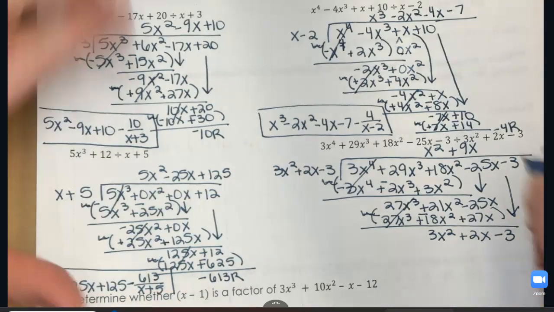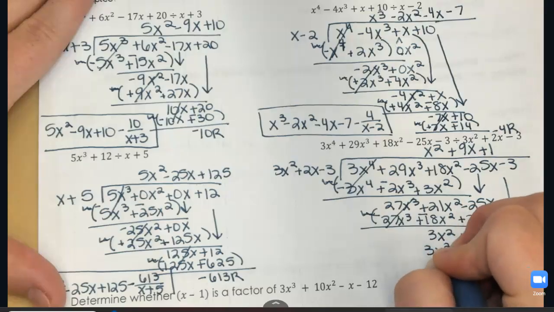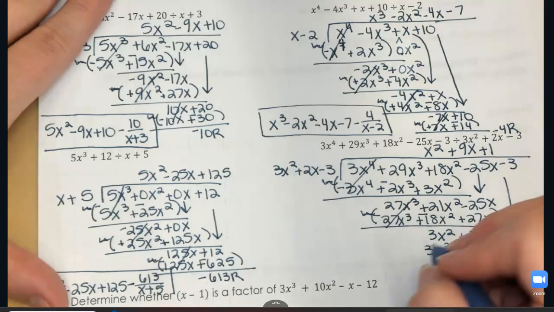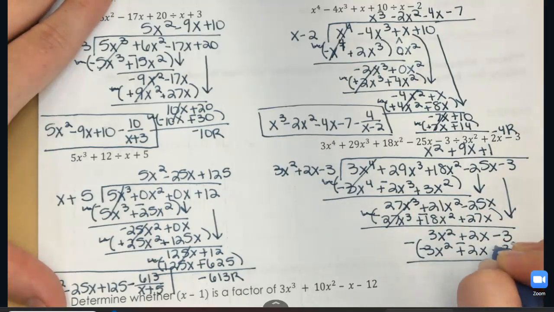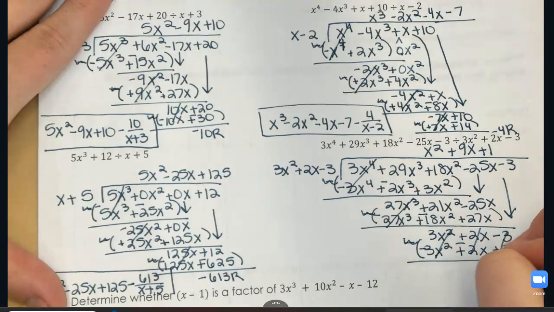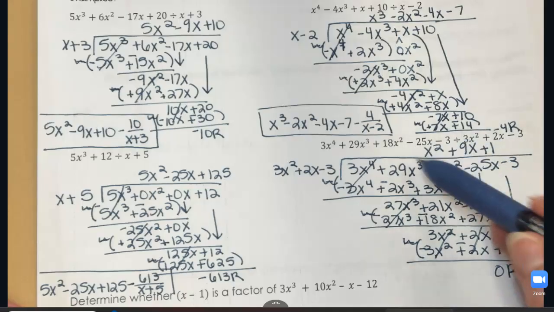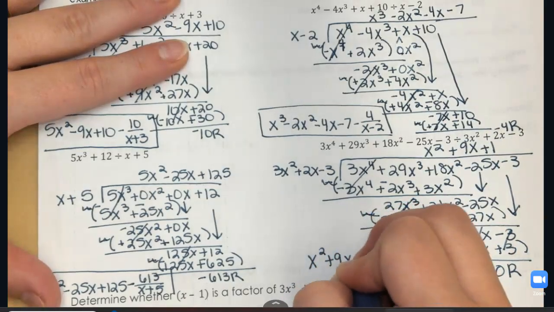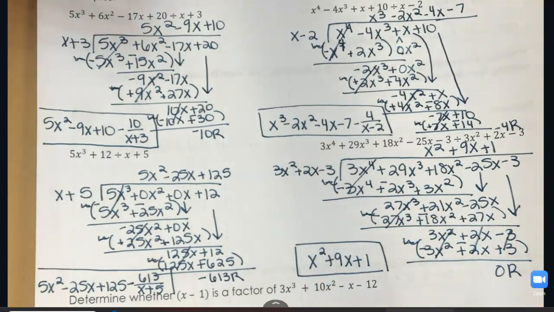3x squared divided by 3x squared is 1. 1 multiplied by all 3 of these gives me 3x squared plus 2x minus 3. I'm going to subtract, distribute that negative, and everything is going to cancel, which means I have a remainder of 0 this time. So my answer is just going to be what was on top of my house, x squared plus 9x plus 1.